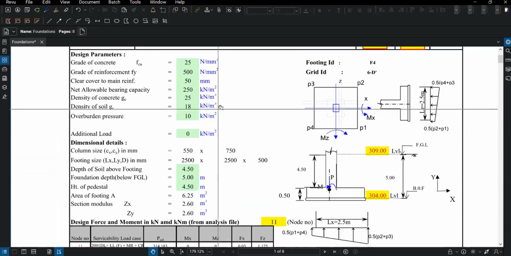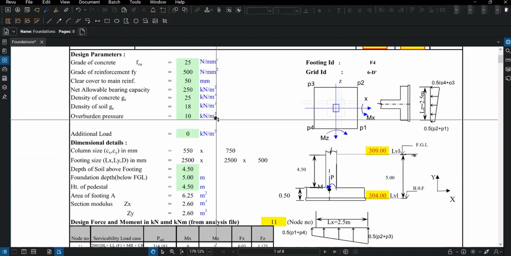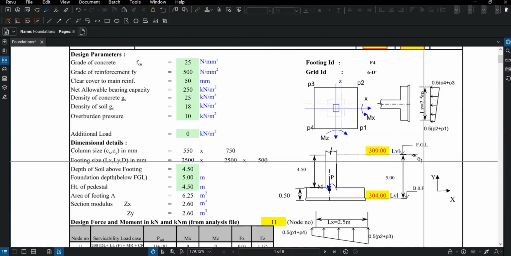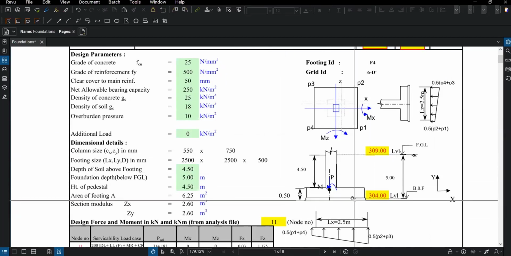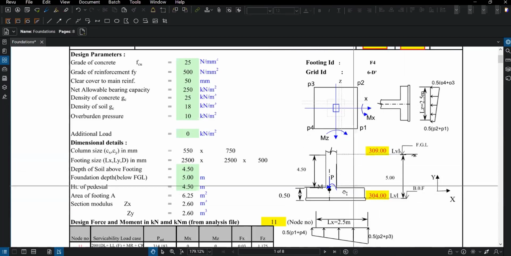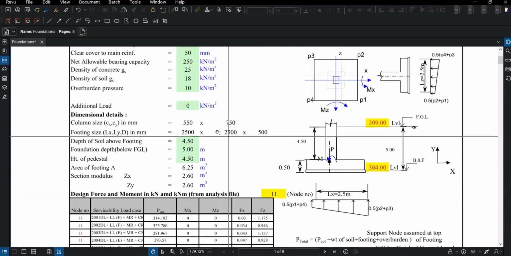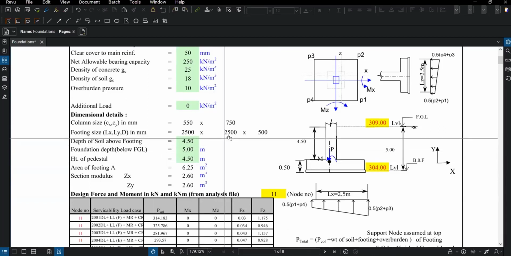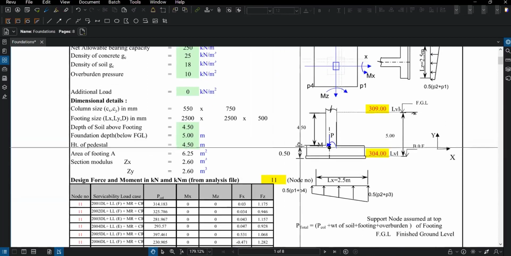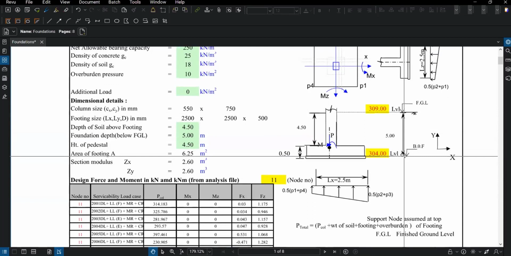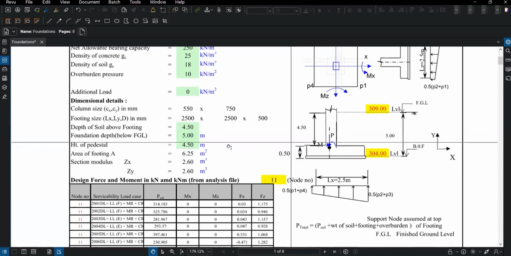And then you have the density of concrete, density of soil, and overburden pressure. Wherever applicable, overburden pressure is on top of the FGL, which is not exactly working on top of the foundation directly, but is getting transferred through the soil. Now coming down to the dimensions, where previously I've used certain dimensions: 550 by 750 for the column size, and a footing size of 2.5 meters with 0.5 meter thickness. And depth of soil above is basically the depth of excavated soil minus the depth of foundation. And height of pedestal would also be similar.